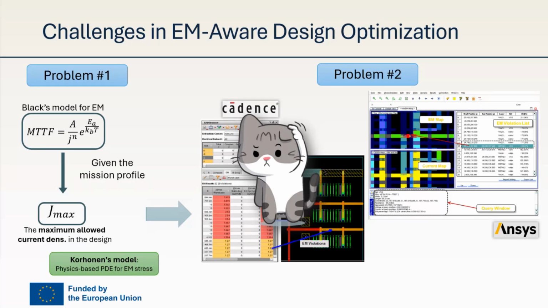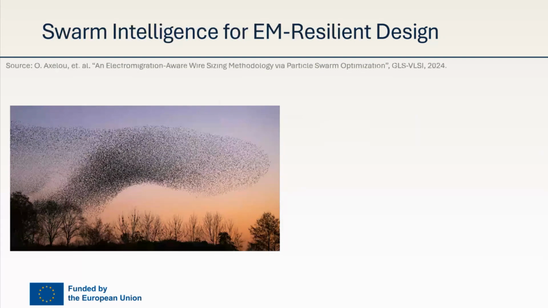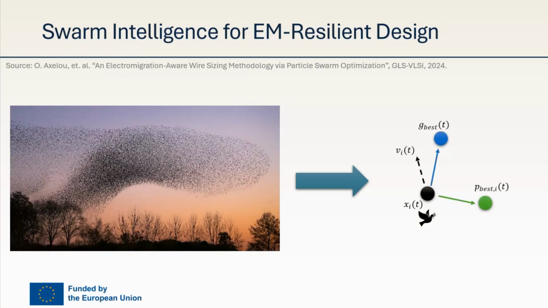But what about the second problem? How to optimize better to mitigate the problem of electromigration? We need to find a more intelligent way to do that. Here is, of course, where computational intelligence comes in, and in particular, a promising approach is particle swarm optimization. PSO is inspired by the collective behavior of biological swarms like bird flocks or fish schools. Its mechanism is that each particle represents a possible design solution, and based on its own best solution that it has seen in the past, and also the global best solution found in the swarm, it adjusts its position.